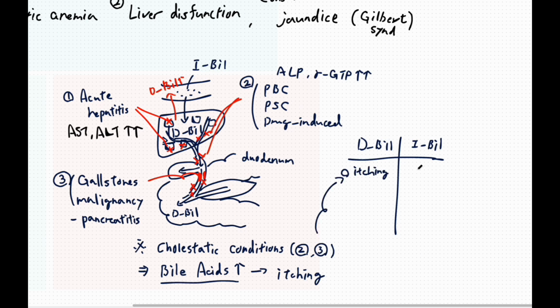In cholestatic causes of direct hyperbilirubinemia, patients develop itching, stool becomes pale, and urine becomes dark, because conjugated bilirubin, which is water-soluble, is excreted in urine. In contrast, indirect hyperbilirubinemia does not cause itching. Stool color is usually normal, and bilirubin does not appear in urine. This difference is extremely important for both exams and real clinical practice.